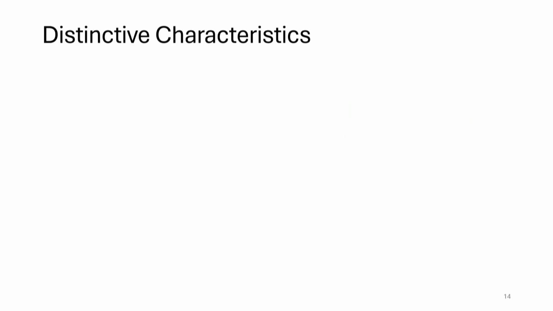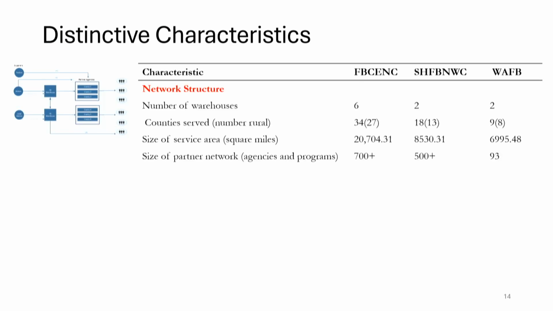If we try to break down the distinctive characteristics of food banks, we thought about this from 3 perspectives: the structural perspective, the capacity perspective, and the population served. We have several dimensions that we've used to differentiate them. When we look at the network structure, as I showed in the picture, the number of warehouses is 6, 2, and 2 for FBC-NC, Second Harvest, and West Alabama respectively. And as I mentioned, up until approximately 2 years ago, Second Harvest only had one warehouse to serve their entire area.